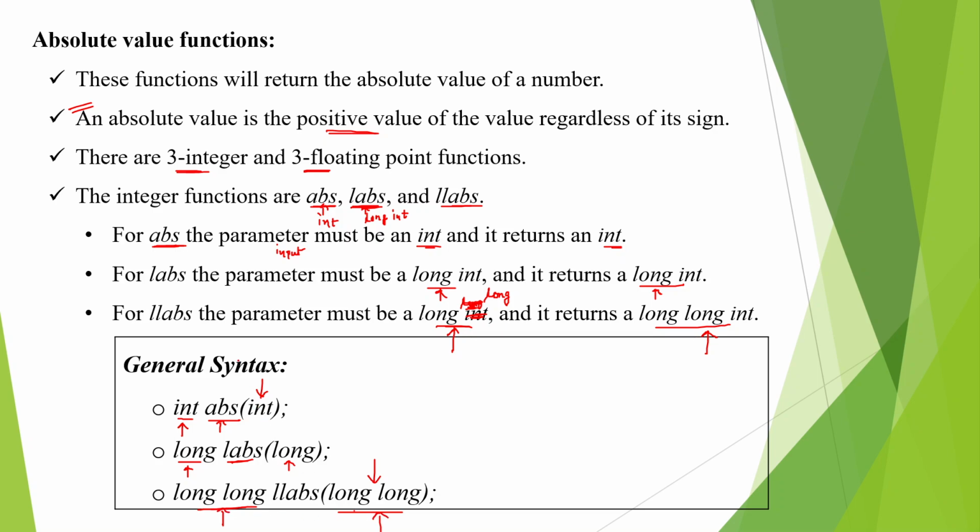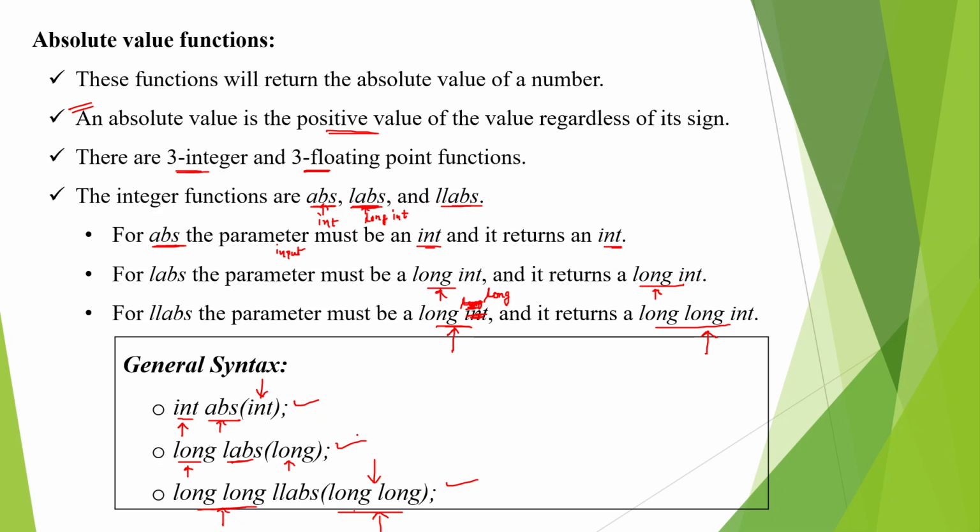Just based on the size, we have three different possibilities for our absolute function. This is in case of integers. For normal integer, use only abs. For long integer, use labs. For long long integer, use llabs. Likewise we have three different types of functions for calculating the absolute value for an integer. Whether you give a negative or positive value, you will always get a positive value as output.